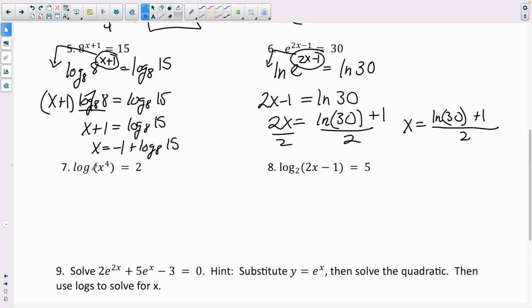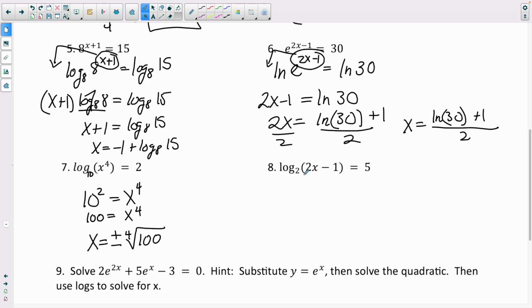Number 7, log base 10 of x to the fourth equals 2. So this is, again, a 10 there. So I'm going to rewrite this in exponential form. 10 squared is equal to x to the fourth. So this means 100 is equal to x to the fourth. I'm going to take the fourth root of both sides. So x is equal to plus or minus the fourth root of 100. 100 does not have any factors that repeat themselves 4 times. And so this is our final answer.